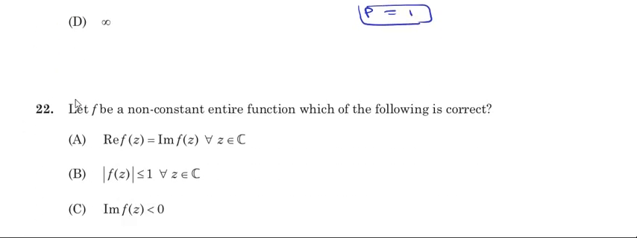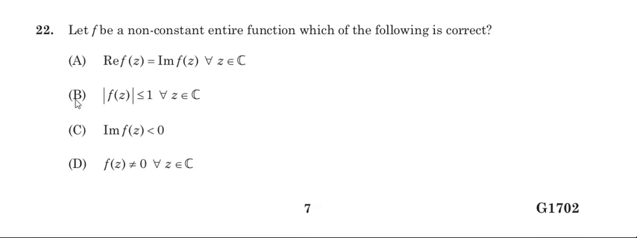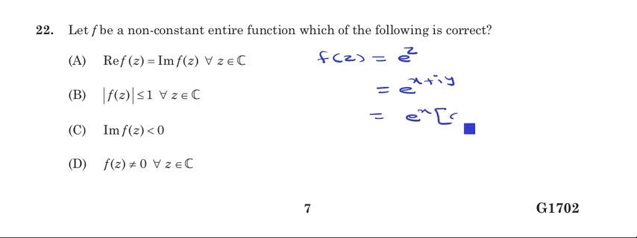The second problem, it is 22. Let f be a non-constant entire function, which of the following is correct? So we are given a non-constant entire function. This is also based on a result. So we will consider a non-constant entire function f of z equal to e power z. So this can be written as e power (x plus iy), which can be written as e power x into e power iy.